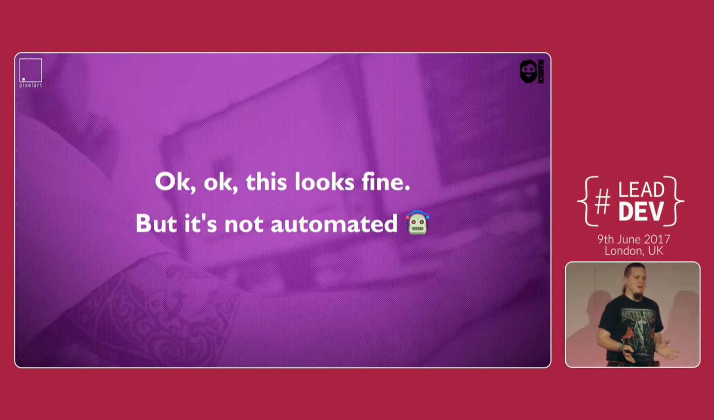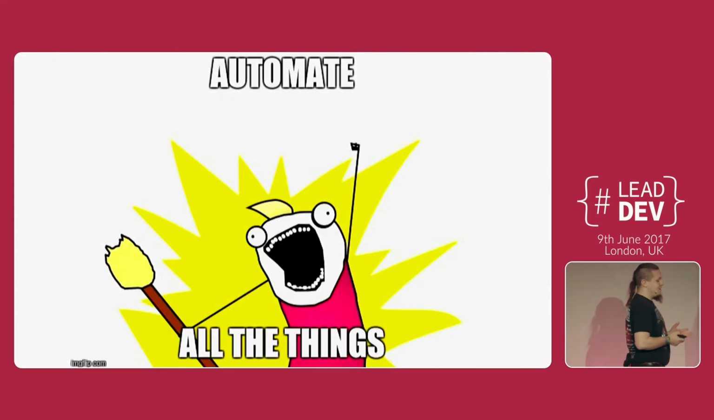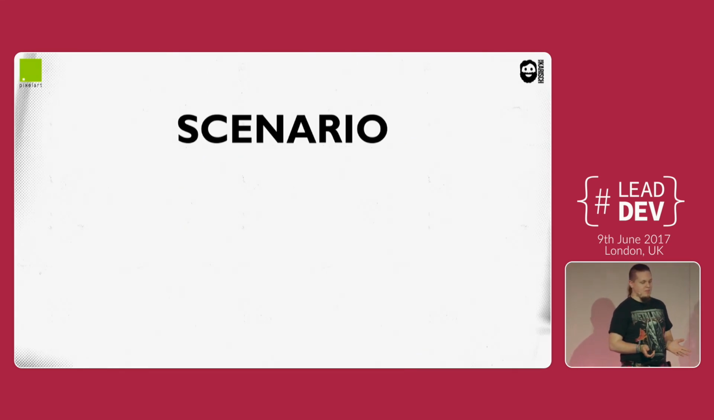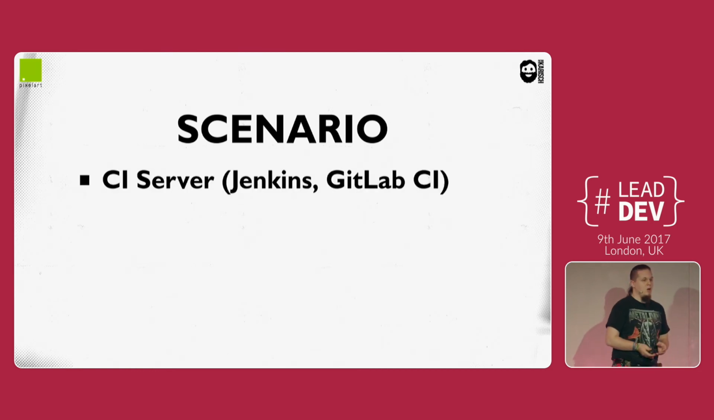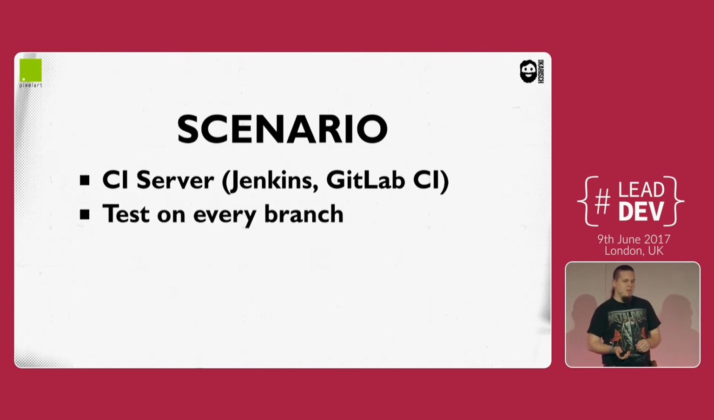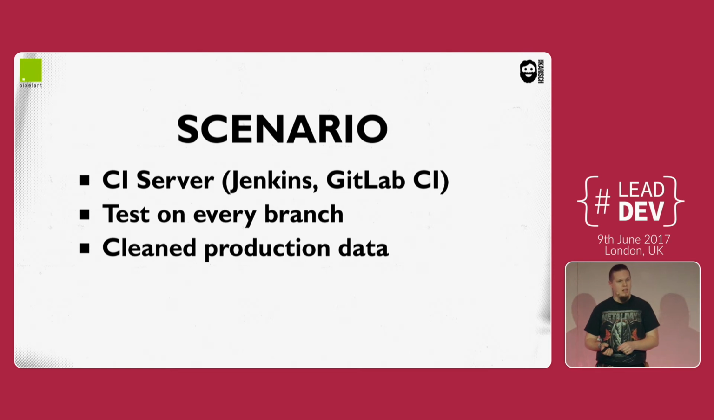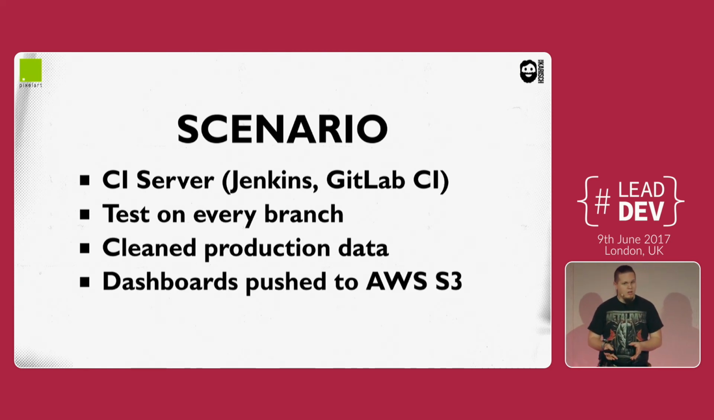Okay, this looks fine, but it's not automated yet. So let's get back to automating all the things. Our scenario today is we're running on a CI server, Jenkins, GitLab CI, Travis CI, doesn't matter. Simply a CI server. You should use a CI server, please. Test on every branch. You want to test every feature, every bug fix. And you're using clean production data. Don't simply get a copy of your production data without cleaning private data. Usernames, names, emails, and so on, credit card data, should not land on your CI server. And our accessibility dashboards are pushed to AWS S3. Simple.